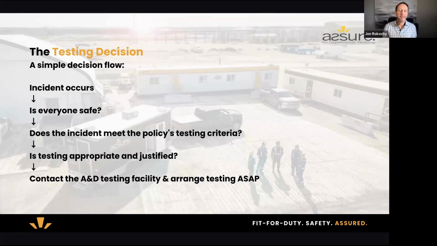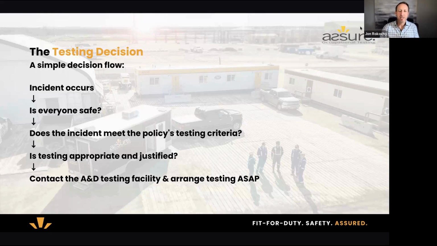Some of you will have policies that get specific to determine what is an incident. That's something that's good to get familiar with, good to get intimate with your policy. What constitutes an incident for your company? Is there a dollar amount put on it? Does it need to involve bodily injury to an employee? Whatever it is, get connected with it to make sure that this meets the criteria of an incident. Then is testing appropriate and justified? It gets paired together with reasonable cause to conduct drug and alcohol testing.